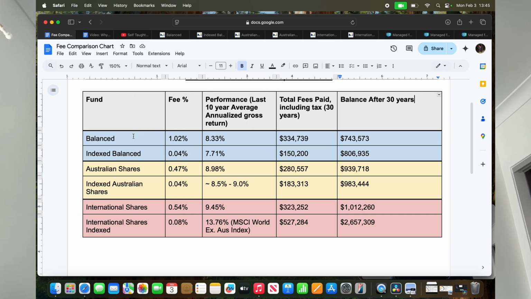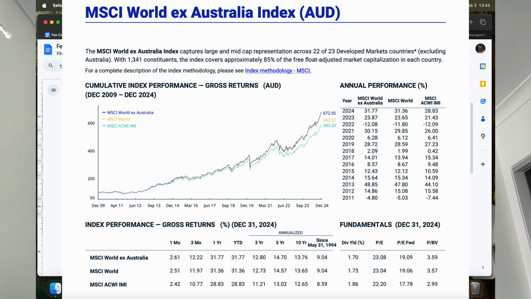So then taking a look at our balanced fund, we have a return of 8.33%, our index balanced fund at 7.71%, our Australian shares at 8.98%, our index Australian shares between 8.5 and 9%, our international shares at 9.45%, and our international shares index at 13.76%. Now I took this number from the MSCI World ex-Australia Index, which is the index that this tracks.